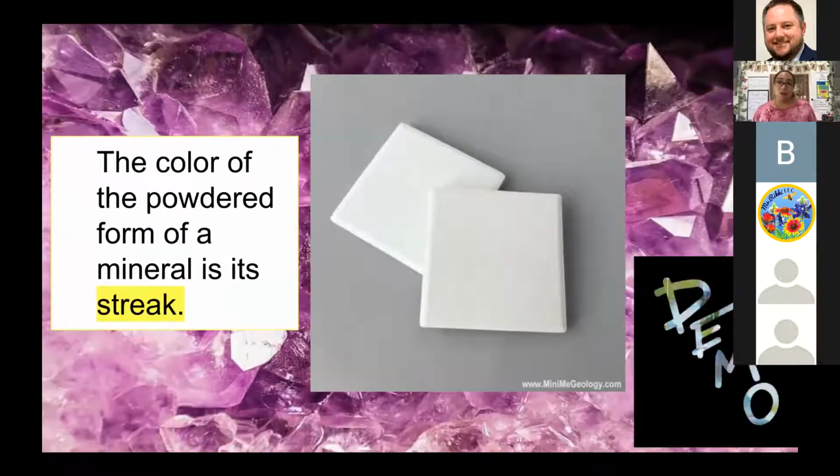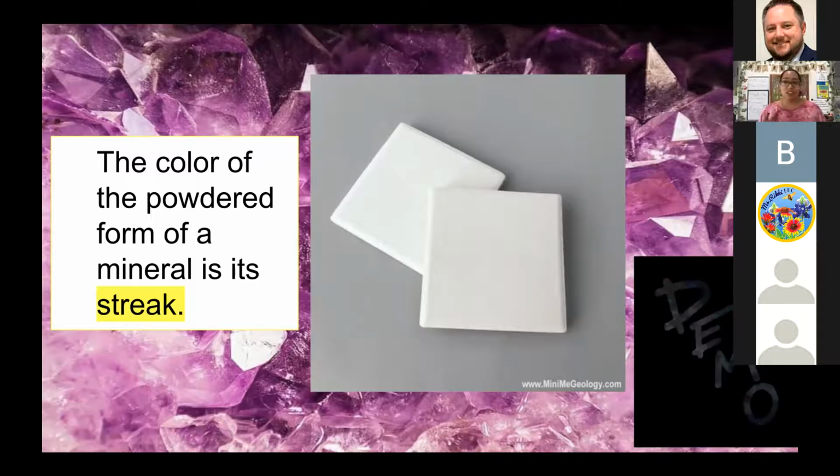So we're going to talk about what a streak is. The color of the powdered form of a mineral is its streak. And the way that we find that powdered form of a mineral is by simply taking that mineral and striking it across a streak plate. And it's just kind of like a plate made out of like a tile.